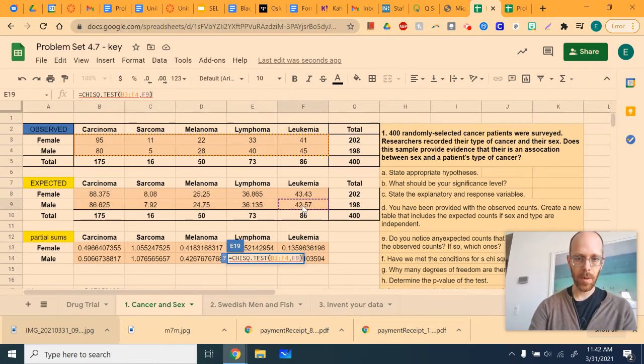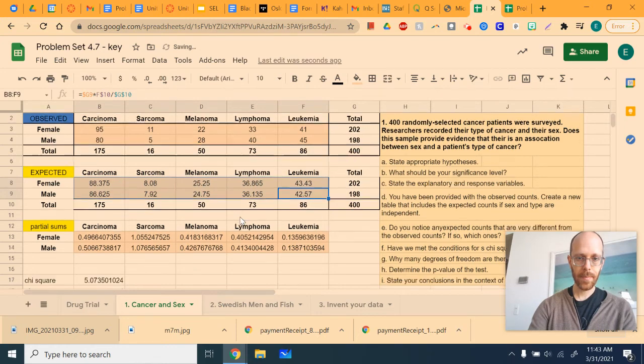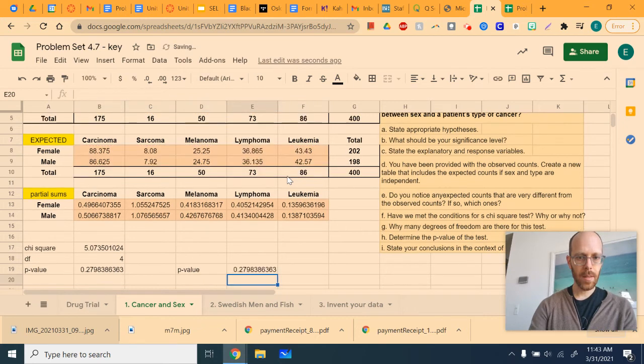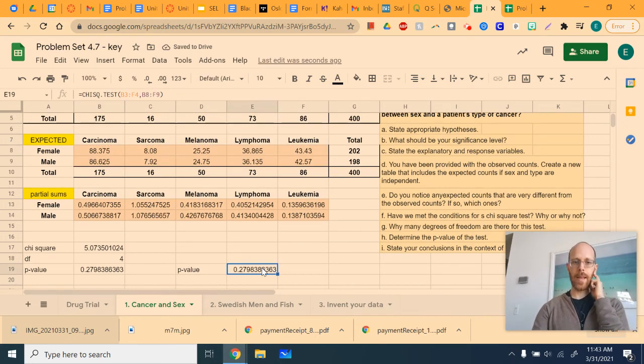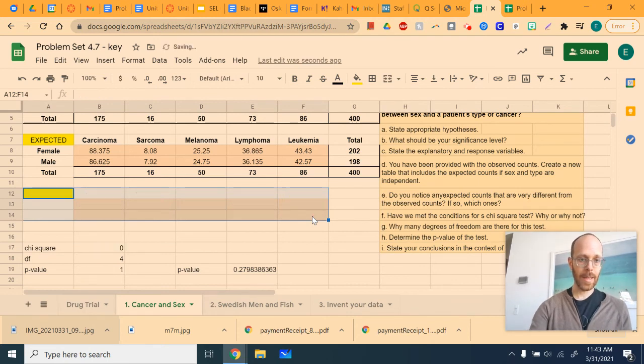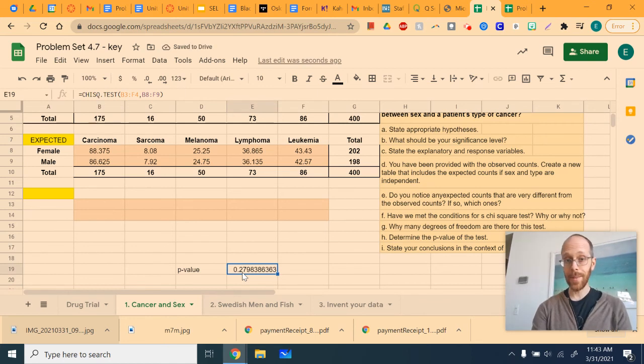Oh, what went wrong there? Let's try it again. Right here, I want all of the expected data. And you'll notice we get the exact same p-value, and I was able to do it without calculating any of these partial sums. In fact, watch this. I'm going to delete the partial sums. I'm going to delete all of this, and I still have the p-value. So pretty cool. And you can use that method if you want. Okay. I think that's it.